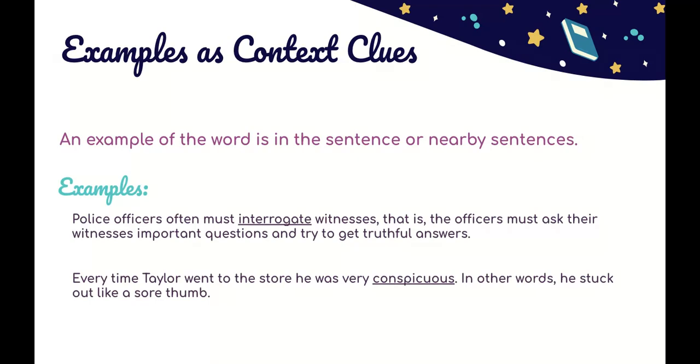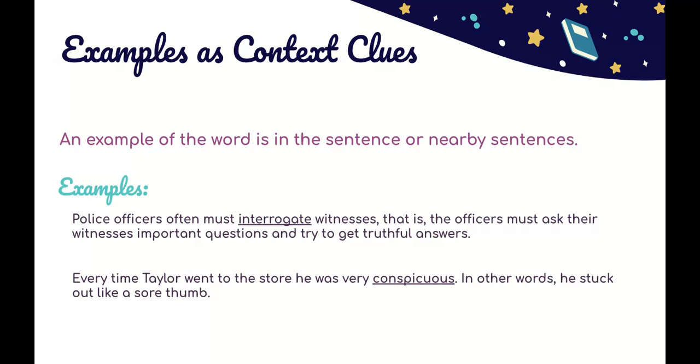So in this first example, the author provided, Police officers often must interrogate witnesses. That is, the officers must ask their witnesses important questions and try to get truthful answers. So, if I'm looking for the meaning of the word interrogate, the examples that the author is providing are that they ask important questions to try to get answers. So, to interrogate is to question someone.